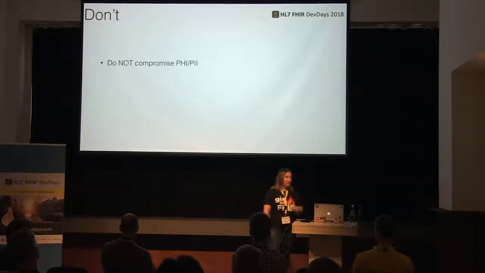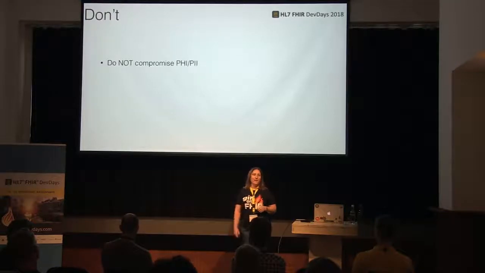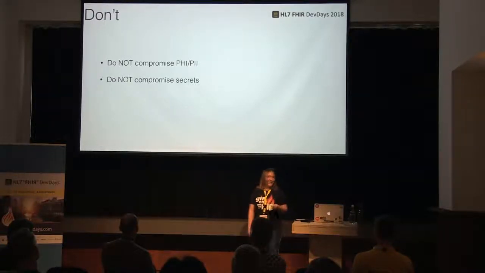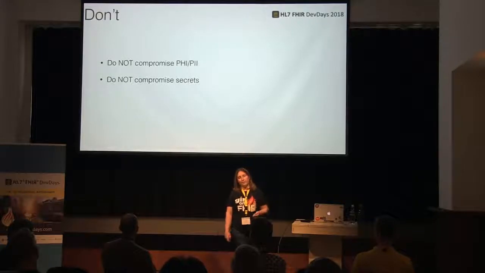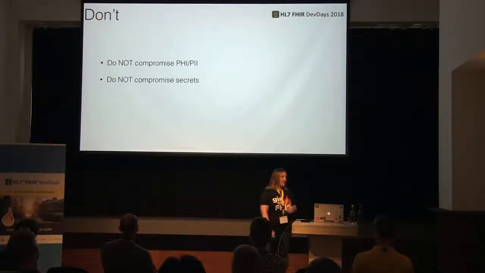Things not to do. When you are doing this, do not compromise PII or PHI. Right? You are working in systems that have actual patient data. Don't go to a public group and post somebody's patient data. Like, that's not a good idea. Do not compromise secrets. So again, if you're having troubles with OAuth, don't post your bearer token to a public endpoint. Somebody can literally take that and now act on behalf of your app and do nefarious things.